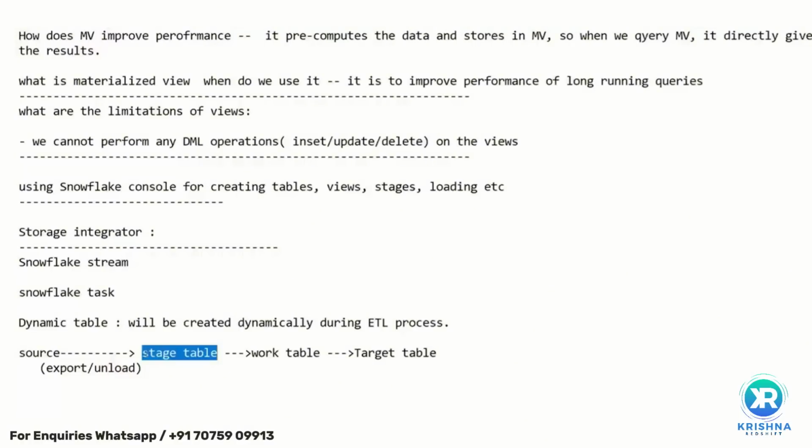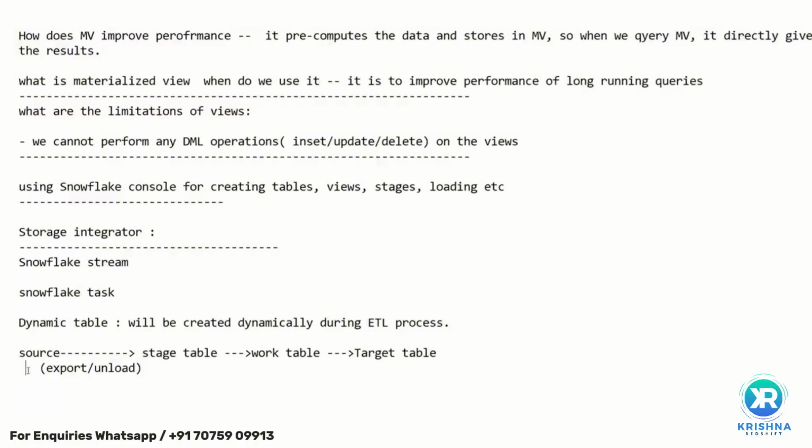Always in AWS, data will go to S3. Similarly, in Snowflake, data will always go to a stage. That stage data we will insert into the stage table using the copy command. So the stage table might already be available, or we might be creating it. If it is already available, that's the normal process.